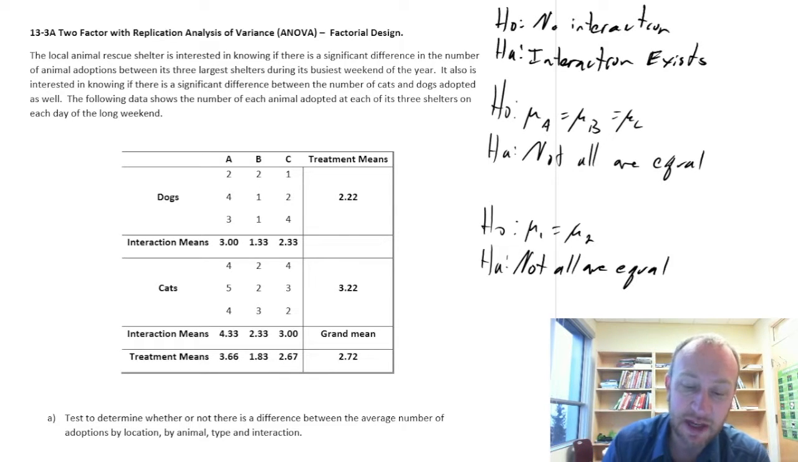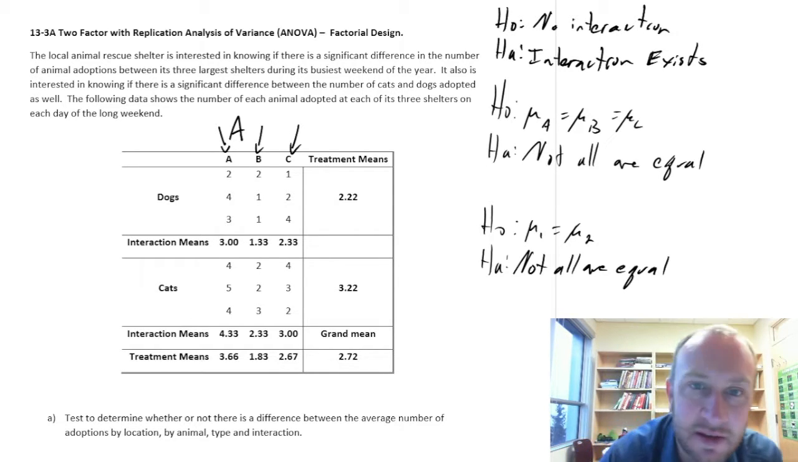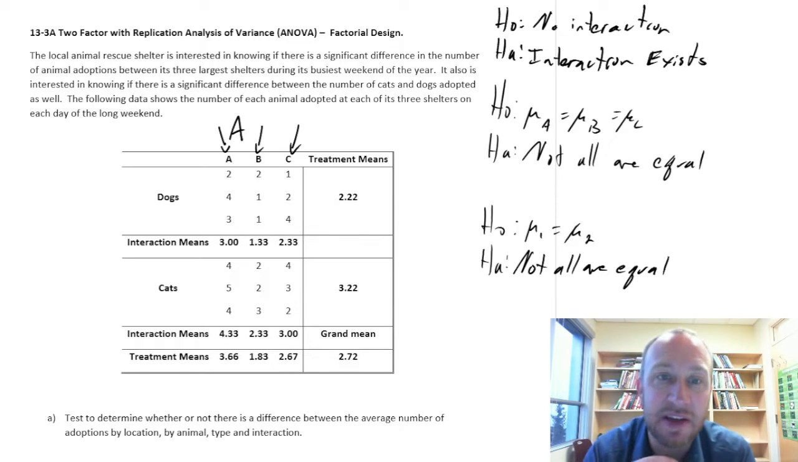So here we have our first factor. Let's call this our first factor, factor A. And within factor A, I have 3 treatments, A, B, and C. So these would be our 3 regional shelters.